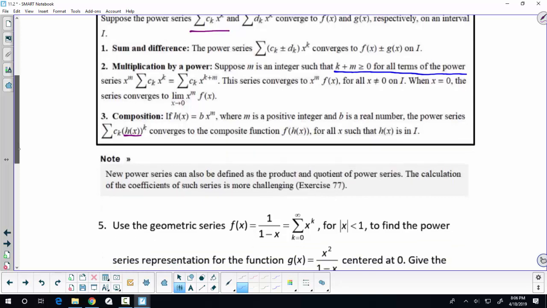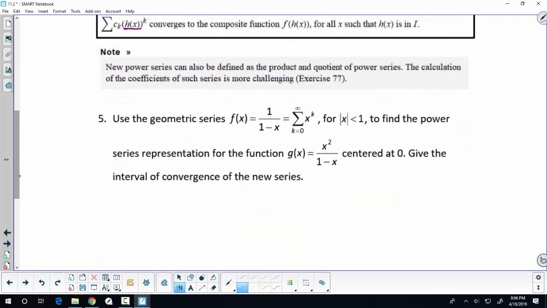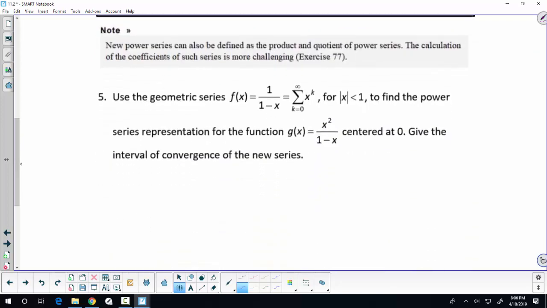Okay, so here's an example. I'll reference these with the particular examples. Note that a new power series can be formed by multiplying and dividing. It's just a very, very tedious process. Example 77 in the back of this section, 11.2, shows you how to do that. We're not going to deal with that. We're just going to deal with sums and differences, multiplication, and composition.